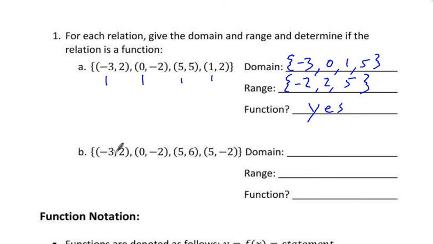1b, the domain. Negative 3, 0, 5, and another 5. So I don't need to write that a second time. While we're here talking about the domain, we see that this x value of 5 is repeated. So I know this is not a function. And we can come back now and list the range. Negative 2, 2, and 6.